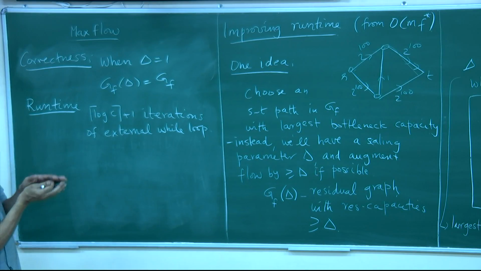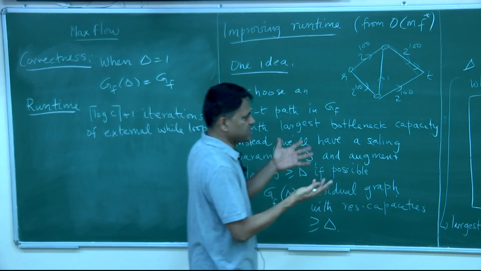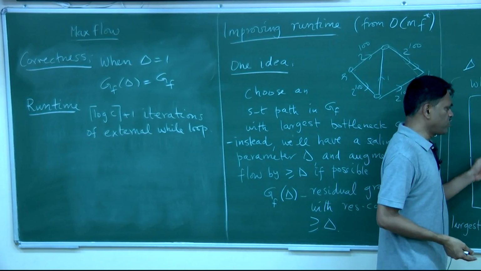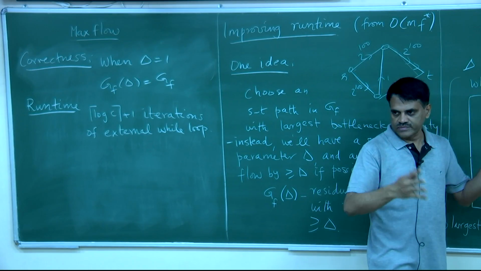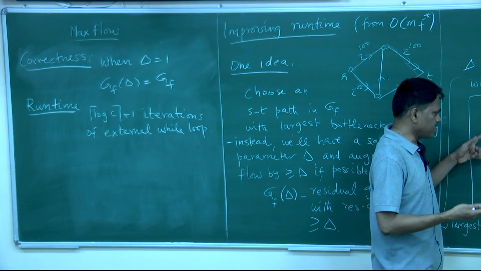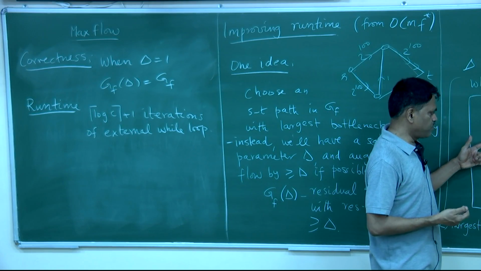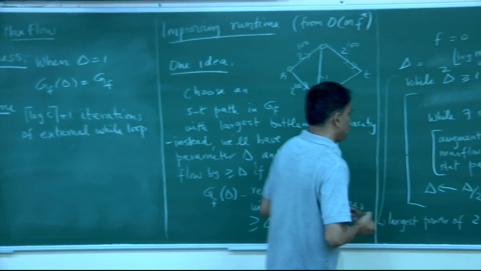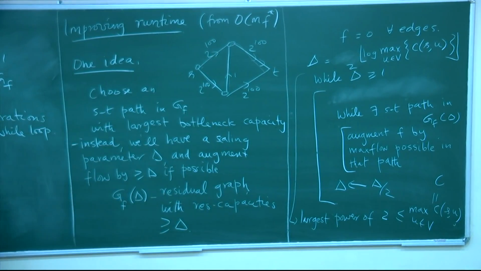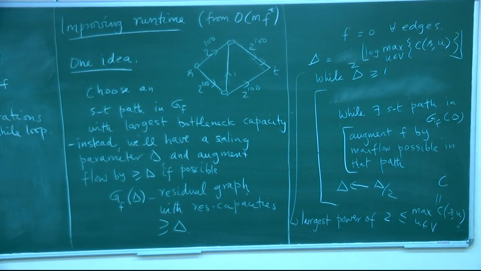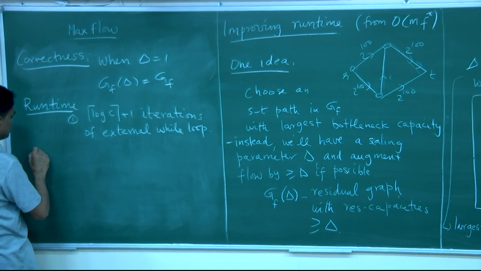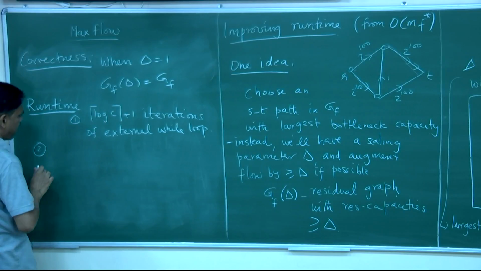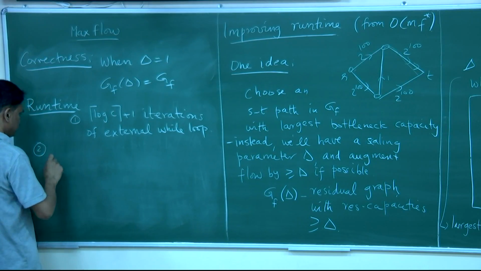Now the question is how many augmentations I might do inside. And the hope is that you will not do too much, because every time you augment, you're augmenting by a big number, some big delta, right? So that means you won't have to do too many augmentations. So for analyzing the internal while loop, let's prove it.